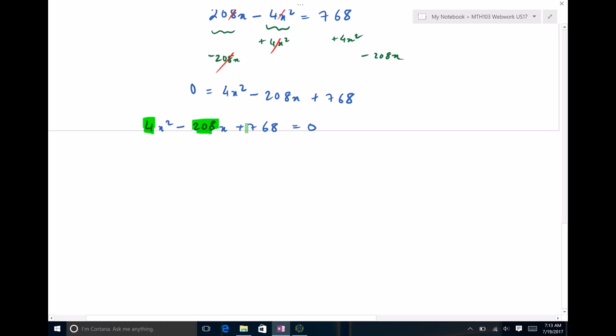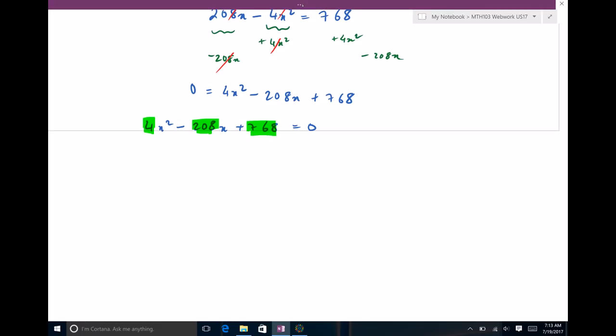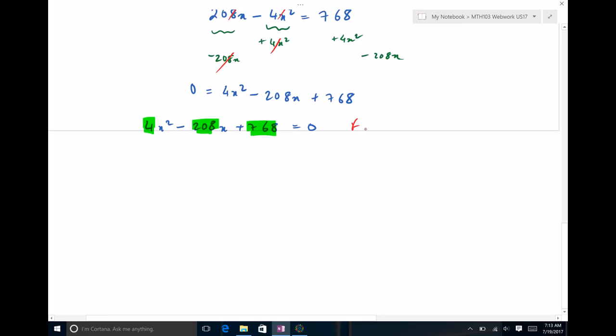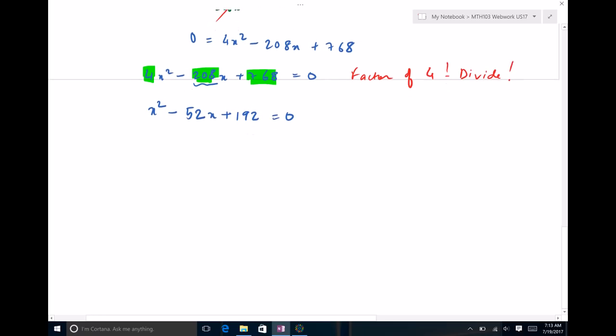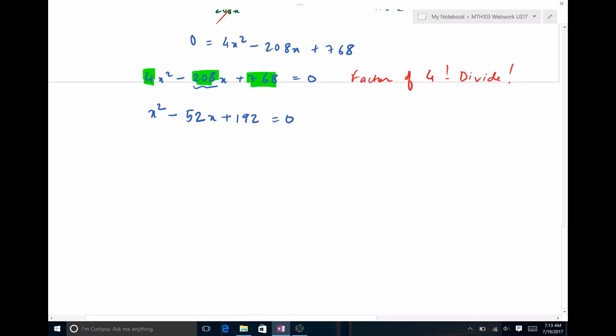Of course, you can use the quadratic formula to solve this equation, but I prefer to look at all the numbers and try and see if I can reduce the equation somehow. So you'll see that they all have a factor of 4. So I'm going to divide the entire equation by 4, which now gives me x squared, and if I divide 208 by 4, I get, I want to say, 52x, and when I divide 768 by 4, I get 192 equals 0. This is great because now I have a quadratic equation that has coefficient 1.